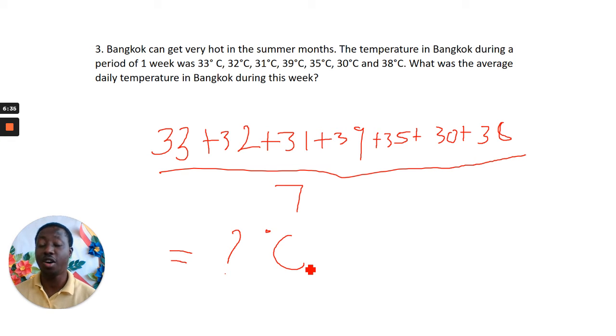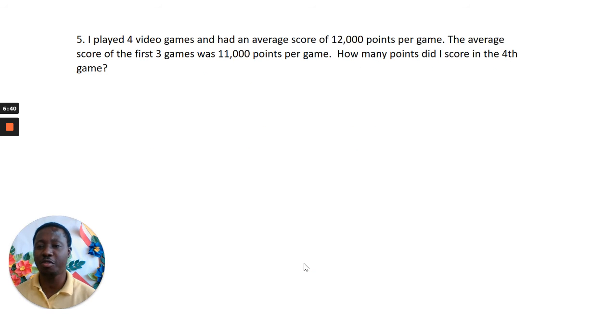All right, I hope you can do it. Try. Okay, good. Let's go to number 5. I played 4 video games and had an average score of 12,000 points per game. The average score of the first 3 games was 11,000 points per game. Okay? How many points did I score in the 4th game?